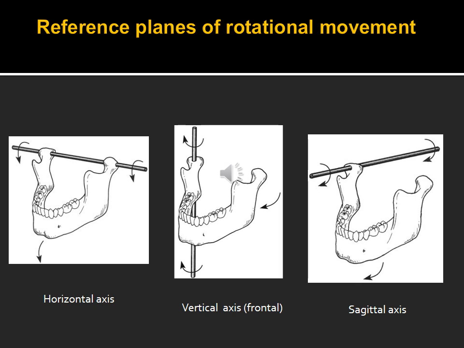In this slide, you can see the reference planes of rotation. Rotation can happen around a horizontal axis, as you can see in the first slide on the left. It can happen around a vertical axis, and we call this the frontal view when you look from the front. And in the last slide, around a sagittal axis. So any rotation needs an axis to rotate around. It can be a horizontal axis, a vertical axis, or a sagittal axis.